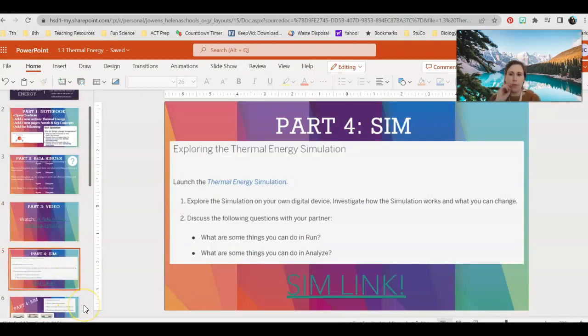All right, so this is the sim for you guys. First thing you're going to want to do is just open the sim up and take a couple minutes to just explore how to use the sim. So launch the thermal energy sim, explore the sim on your own, investigate how the simulation works and what items or variables you can change. Discuss the following questions, or think about the following questions since you're working at home. What are some things you guys can do in the run feature, and what are some things you can do in the analyze feature? Okay, so go take about 2-3 minutes, explore the sim, figure out how to work it, figure out all the ins and outs and the data you can collect. You can pause this video and then go right into your sim. Go ahead.